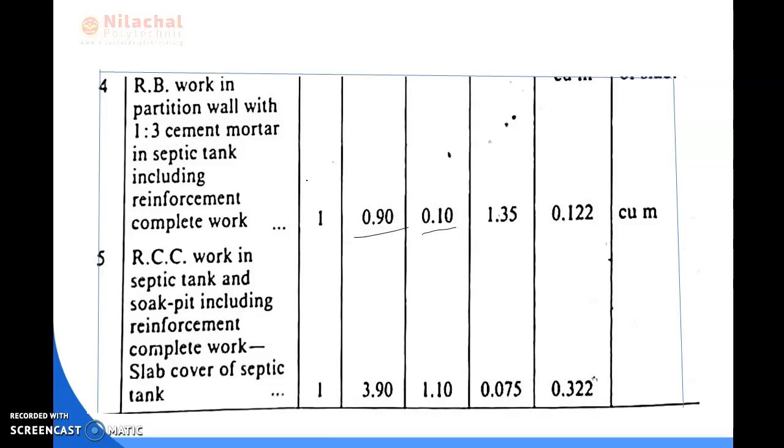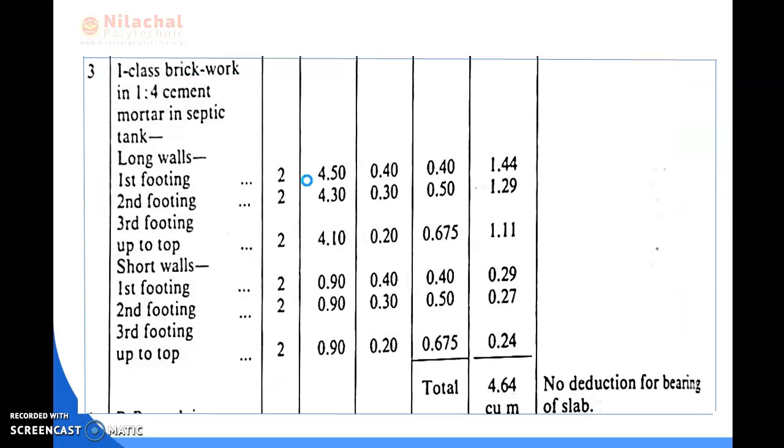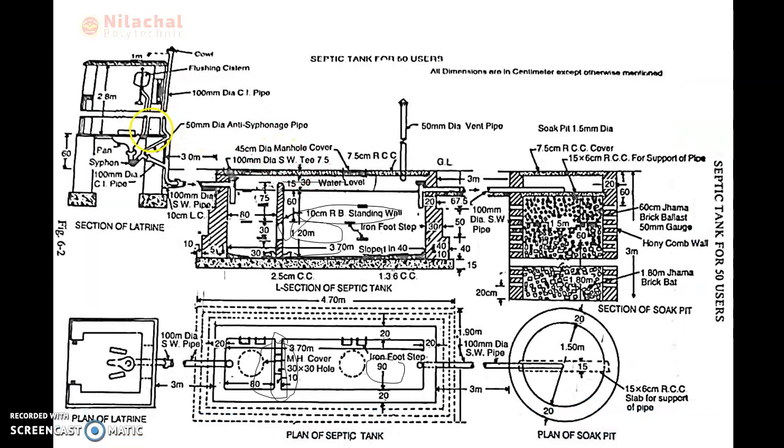The particular is RCC work in septic tank and soak pit including reinforcement, complete work, slab cover of septic tank. Here the RCC work in the septic tank is also one number. We need to check what the RCC slab in the septic tank or soak pit including reinforcement is, so we are going through the diagram part. The RCC slab with 7.5 centimeter thickness is provided here, and we need to check the length, breadth and height of the RCC slab.